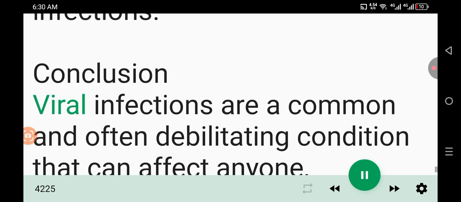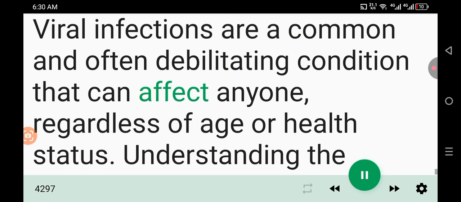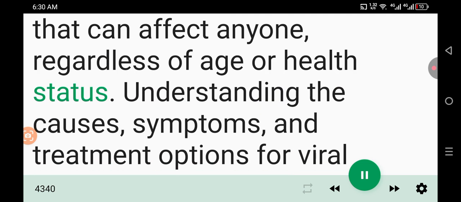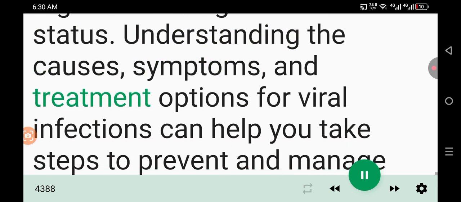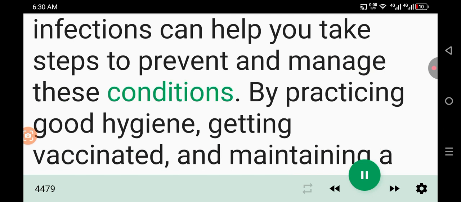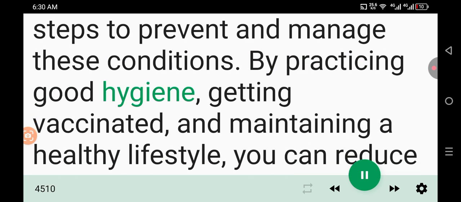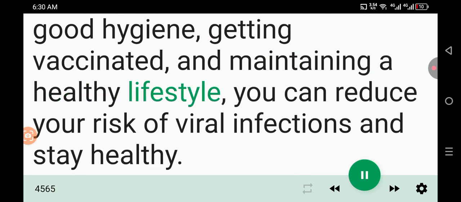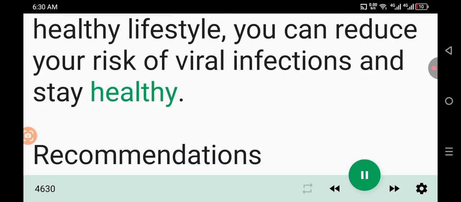Conclusion. Viral infections are a common and often debilitating condition that can affect anyone, regardless of age or health status. Understanding the causes, symptoms, and treatment options for viral infections can help you take steps to prevent and manage these conditions. By practicing good hygiene, getting vaccinated, and maintaining a healthy lifestyle, you can reduce your risk of viral infections and stay healthy.